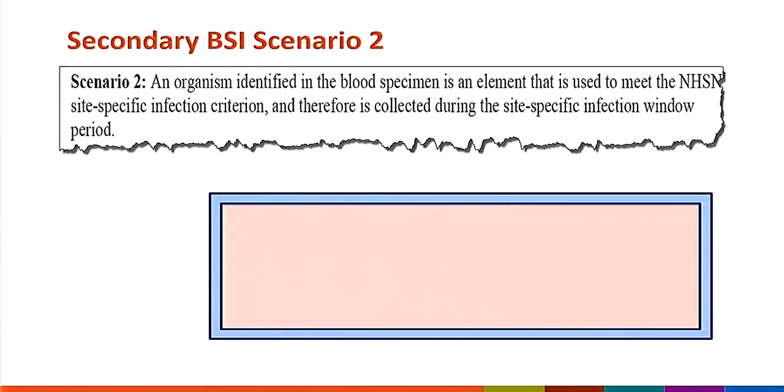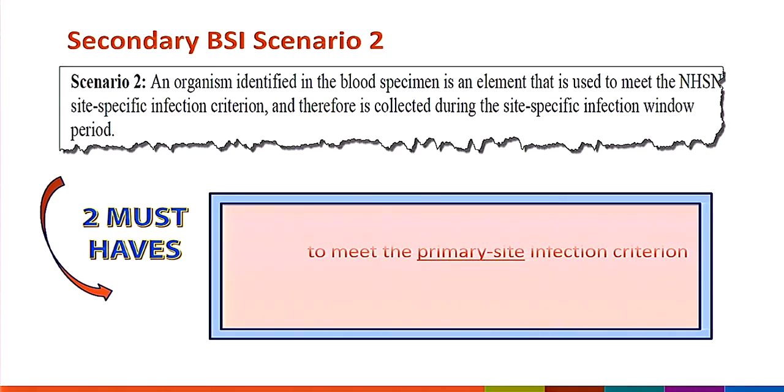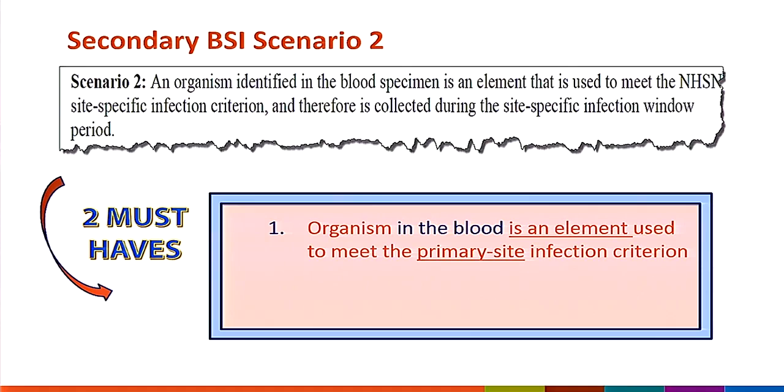So let's talk about secondary bloodstream infections in scenario 2. This is the scenario whereby you're actually using the positive blood specimen as an element to meet the NHSN site-specific infection criterion, and it's collected during the site-specific infection window period because it is an element. So there's really two must-haves.